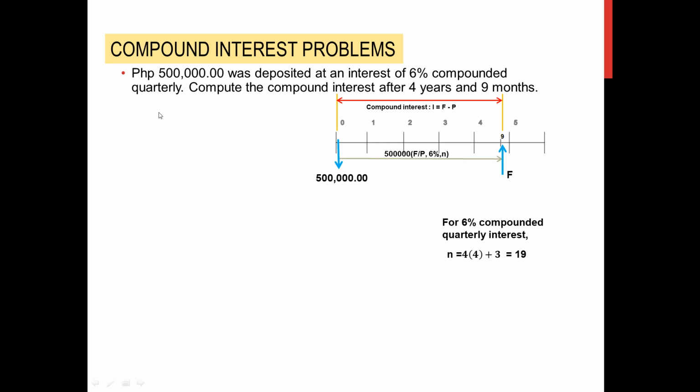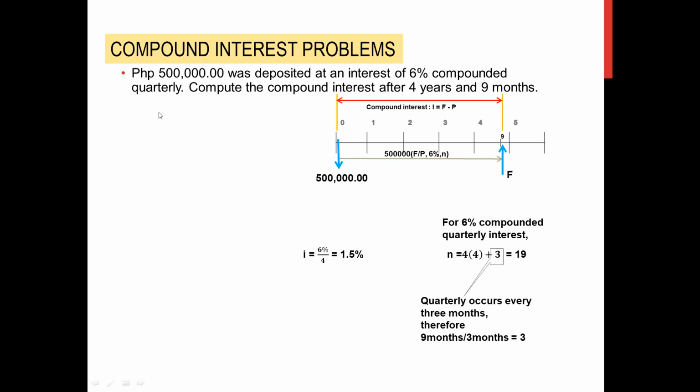So there are 4 years here, 4 years. So 4 times 4, and then we add 3. So where did we get the 3? Quarterly occurs every 3 months. Therefore, 9 months divided by 3 months equates to 3.